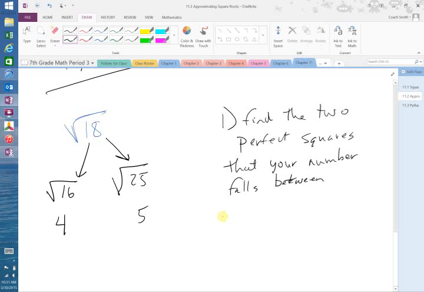Now, the next step is to see which square root your number is closer to.